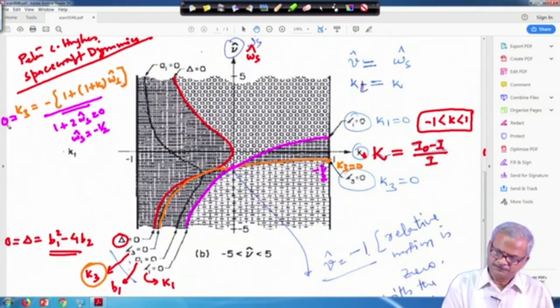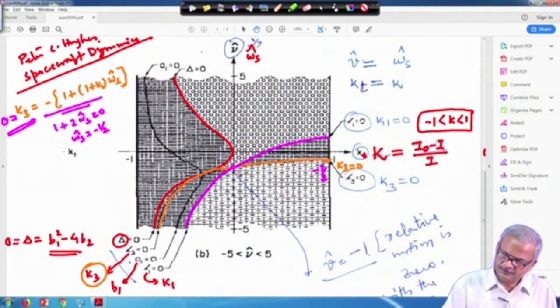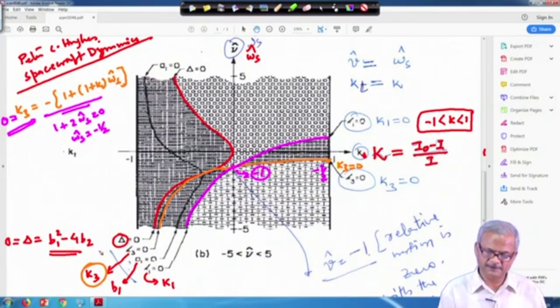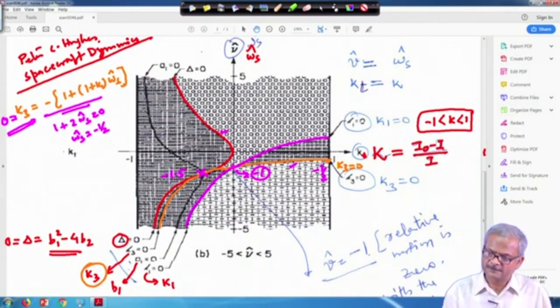So, for this part k will be equal to 0. So, set k equal to 0 in this equation, and that will give you the value of how much the omega s cap will be. So, here if you put that, this point will have a value of minus 1. Okay. So, this is minus 1 here. The point where this curve and this particular curve both of them cut, here in this place, this value is minus 1.5, okay. Accordingly, you can look into this.